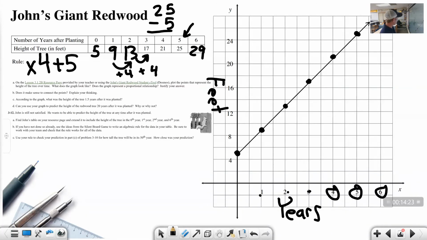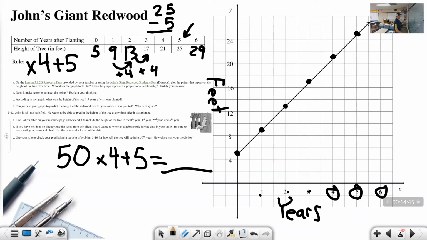So, our last step. Let's check your prediction. In problem 3-10D, you estimated the height of John's giant redwood in 50 years. Let's go ahead and check our answer. 50, using the rule, times 4 plus 5 is, well, 5 times 4 is 20, so 50 times 4 is 200. 200 plus 5, we should estimate John's giant redwood to be 205 feet tall.